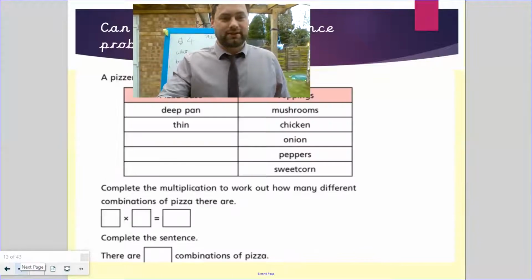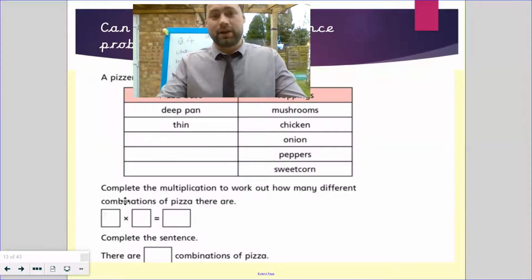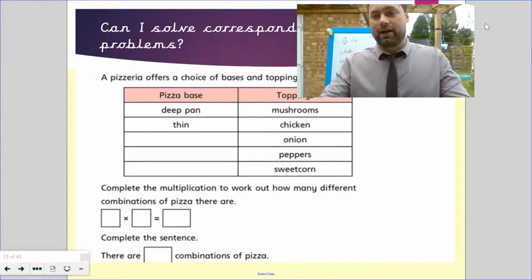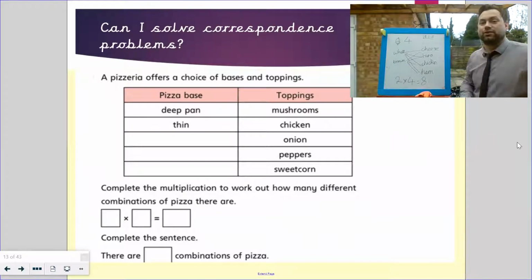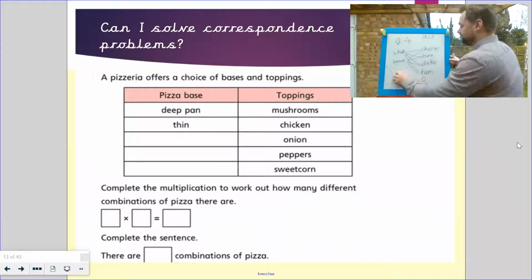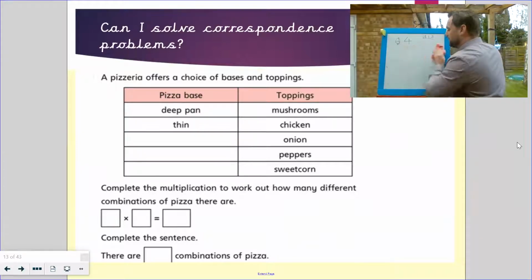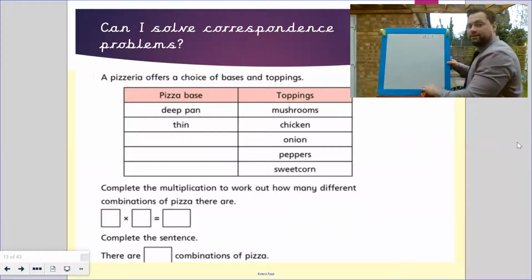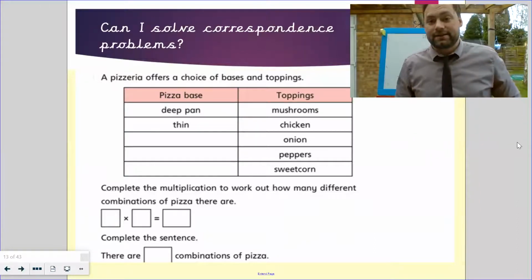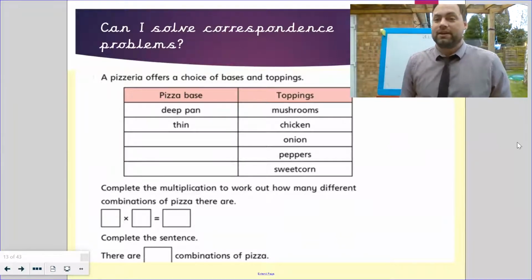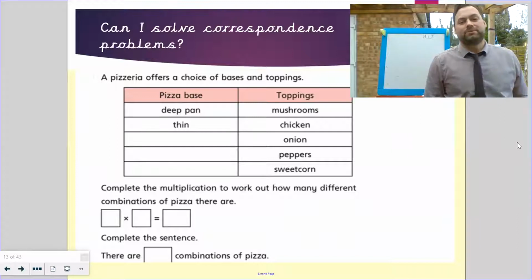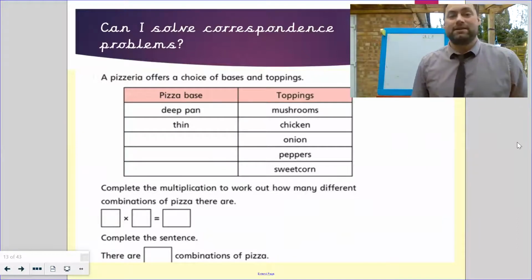So let's go to the next slide. And we're going to go through this one again. I'm going to go through this one again with you to make sure that you fully understand what you need to do. So, the pizzeria offers a choice of bases and toppings. And the choices that we have are deep pan and thin for base. And for toppings, we have mushroom, chicken, onion, peppers, and sweet corn. And the question asks us, complete the multiplication to work out how many different combinations of pizza there are.